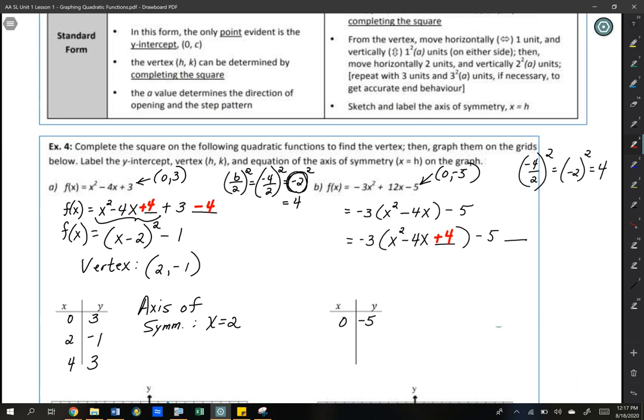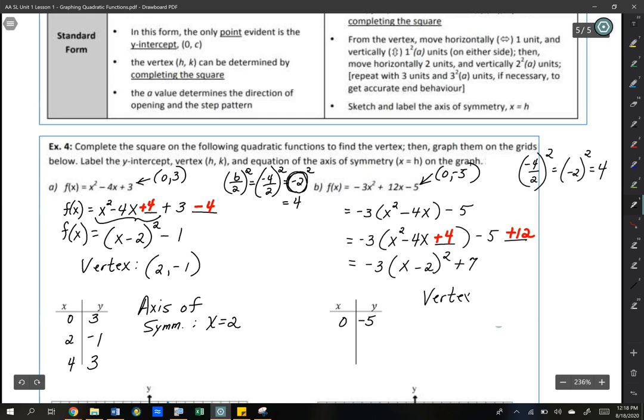Now, let me just stop right there because what number did I really just add here? Negative 3 times positive 4 is positive 12. So I'm sorry, negative 12. So I just added negative 12 to my problem. I have to balance that by putting a plus 12 here. Okay? I'm going to rewrite x squared minus 4x plus 4 as (x minus 2) squared, and minus 5 plus 12 is plus 7. All right, so now I have it in vertex form.